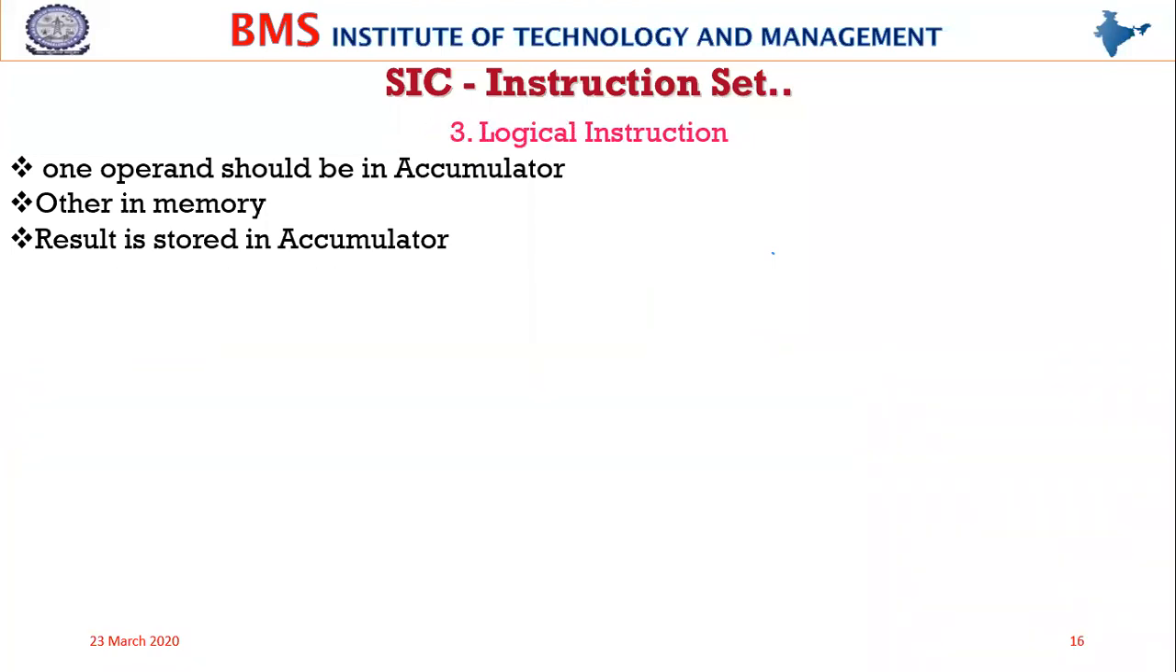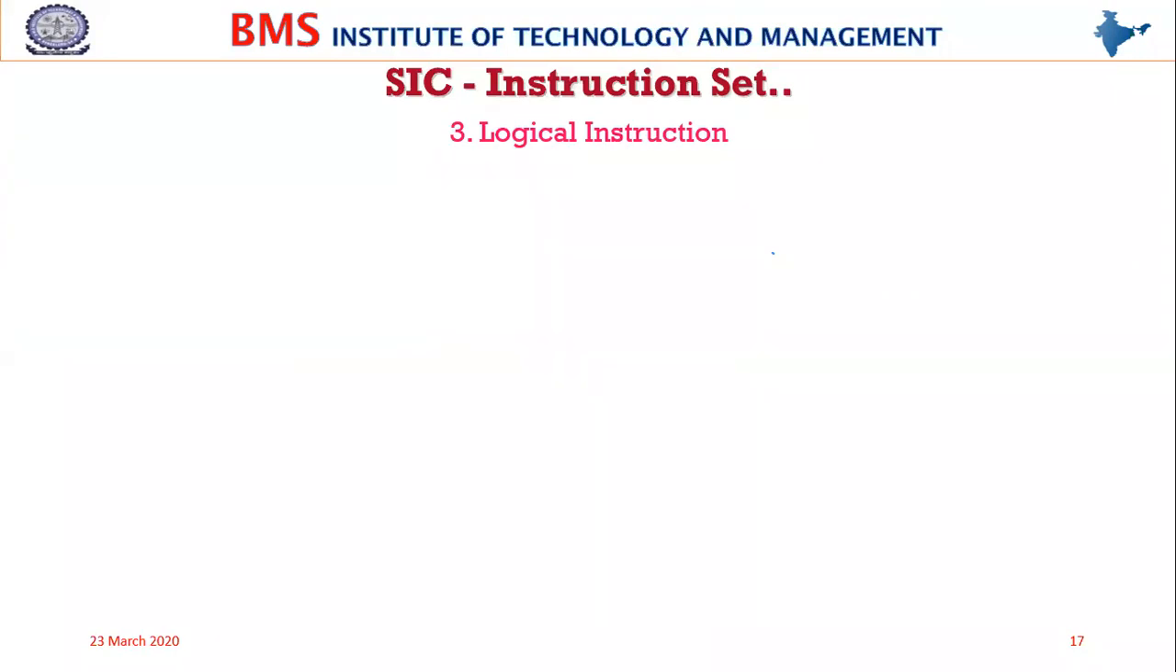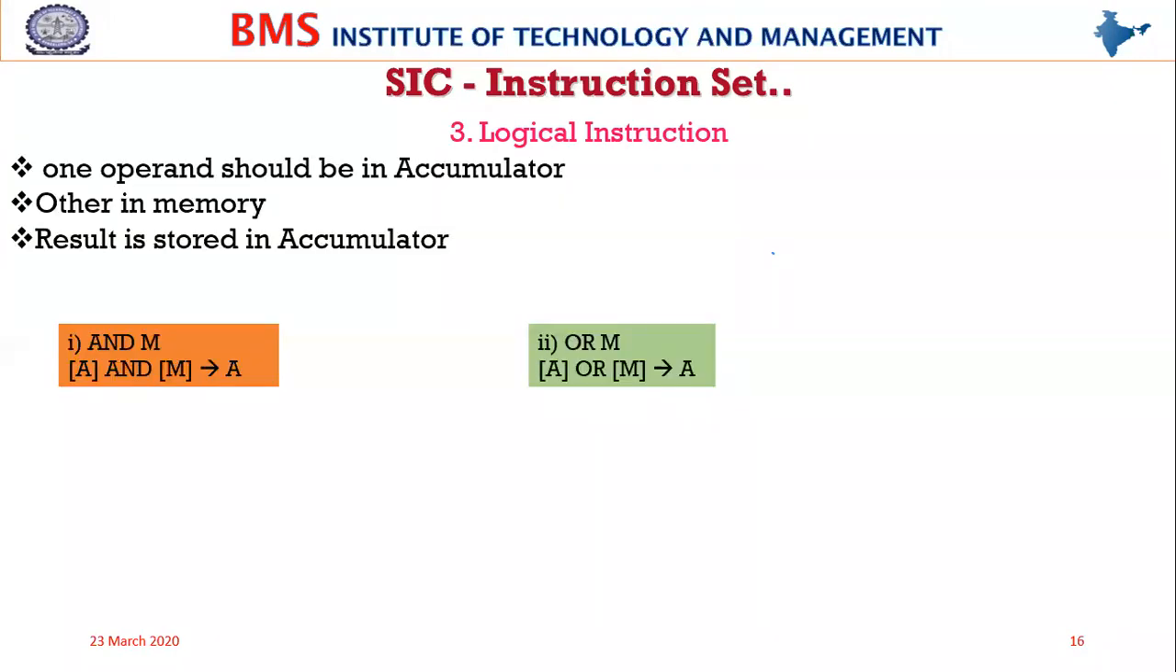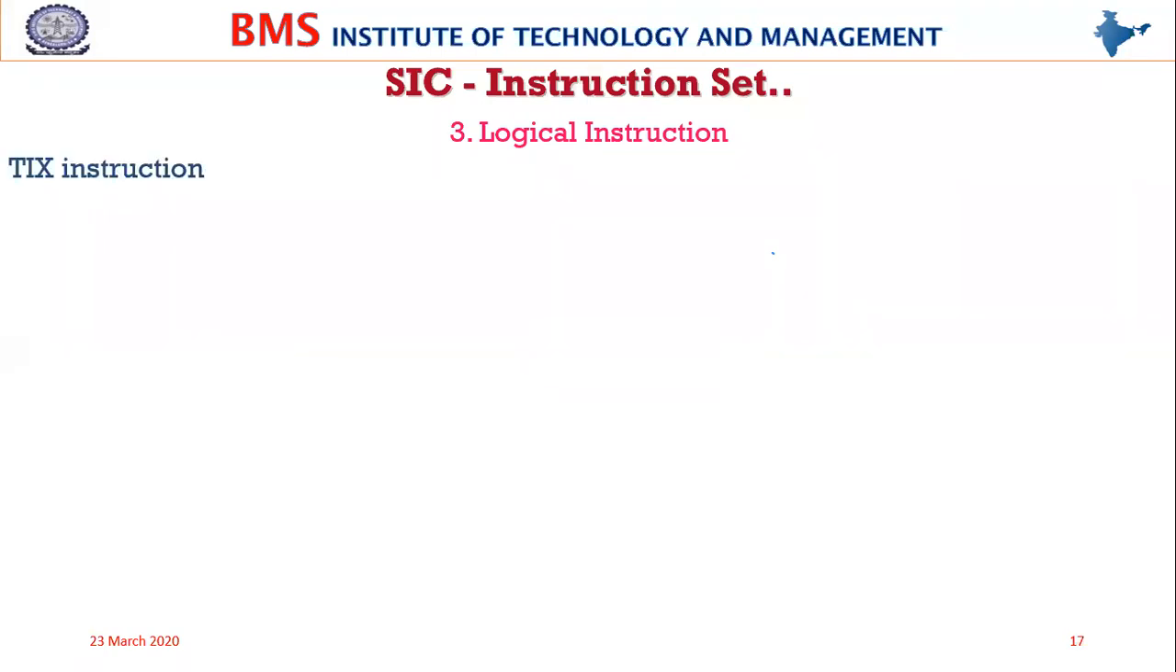Next, we have the logical set of operations, wherein logical operations also need to have one of the operands in the accumulator and the other in memory, and the result will go by default in the accumulator. So something like this: AND operation, OR operation. We don't have a NOT operation. We have only AND and OR operations provided by SIC. Okay, so for the TIX instruction, I think we're going to stop after the TIX instruction.